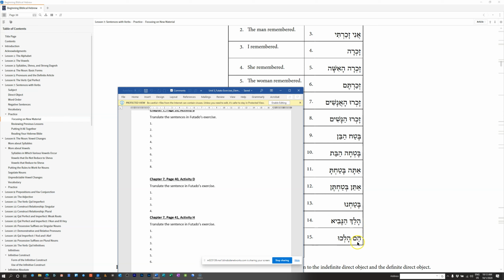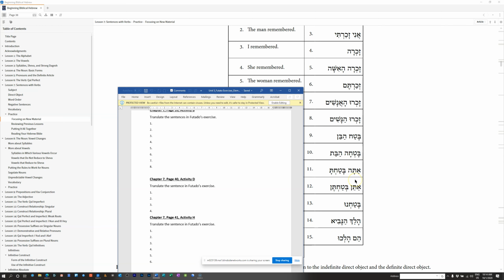And then number 15, we have Haim Halahu. So Halahu, this is the 3CP form. This would be walked or went. Without an explicit subject, it would just be they went or they walked. But here we have an explicit pronoun which just emphasizes the they. So they walked rather than someone else walking. Or they went.